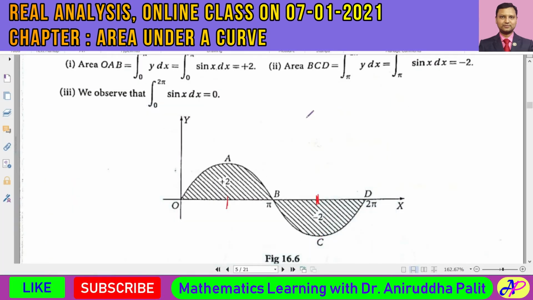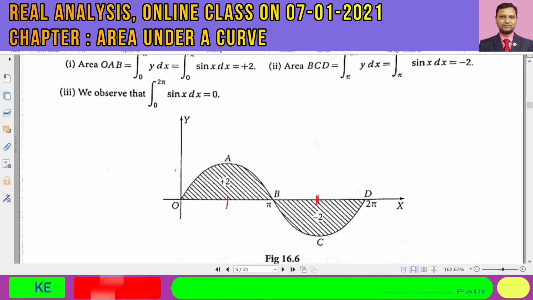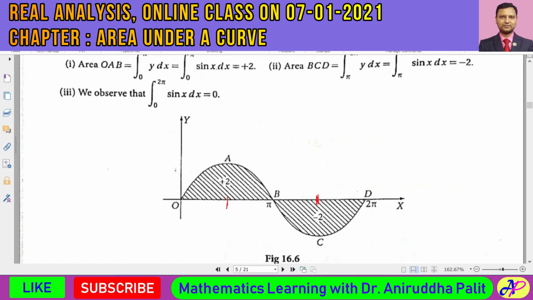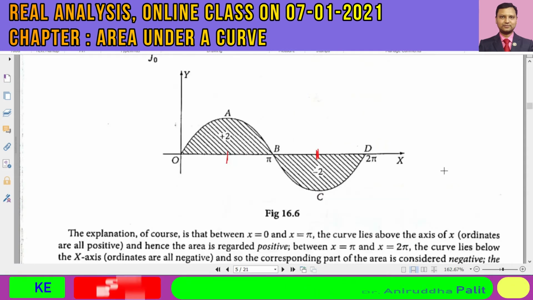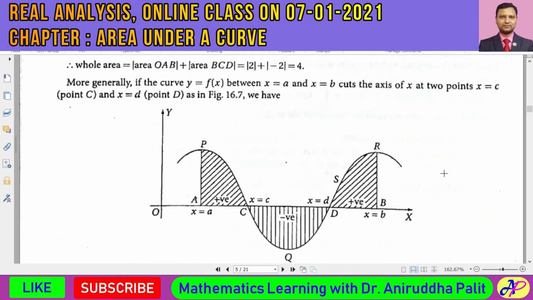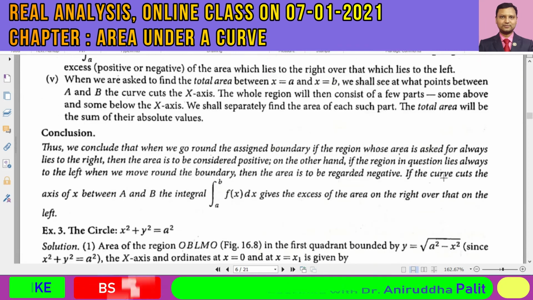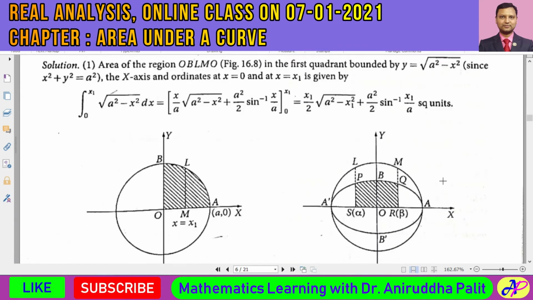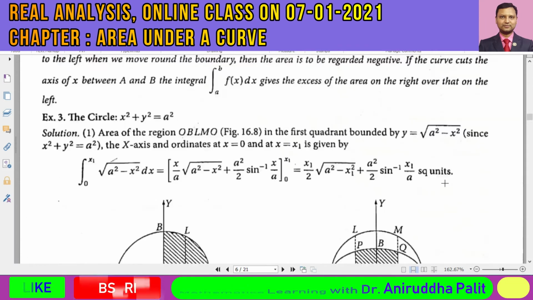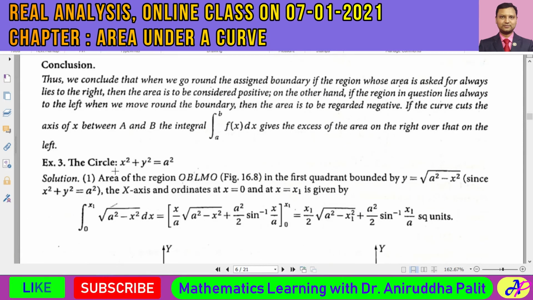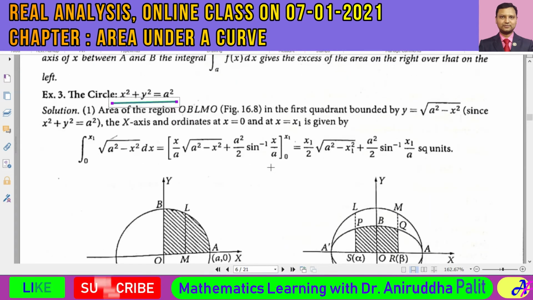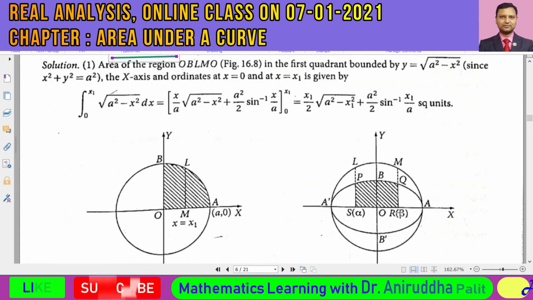Okay, so I was talking about this kind of curve. You'll have to be a bit careful about this kind of curve. Whenever positive or negative portion comes, you'll have to be a bit careful over here. And I told you about the area of this kind of circles, x square plus y square is equal to a square. You can go through these examples. I am not discussing everything. Suppose you will have to find out the area of this kind of region.